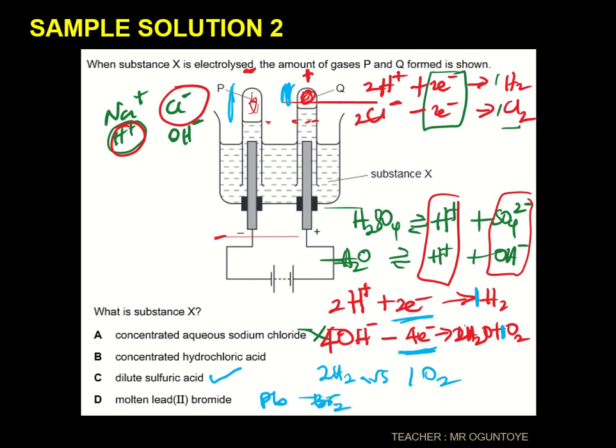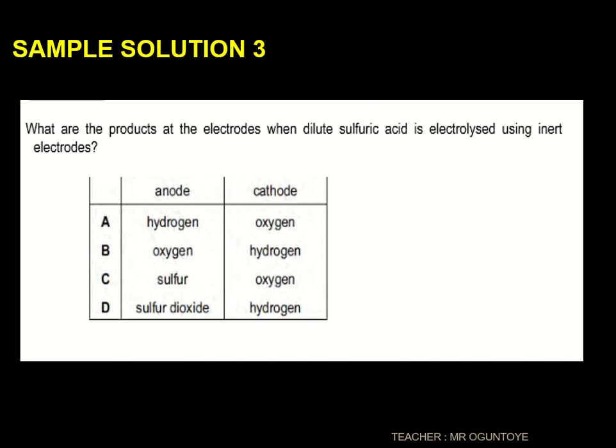So, or at best a brown film, and that won't even fit into what we are seeing in the diagram. The question says 2 gases P and Q, and lead is not a gas. So the correct answer here is C. Okay, let's see if we can take one more question.